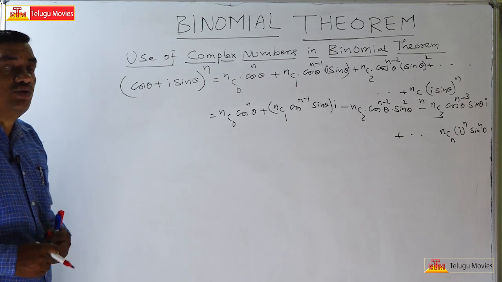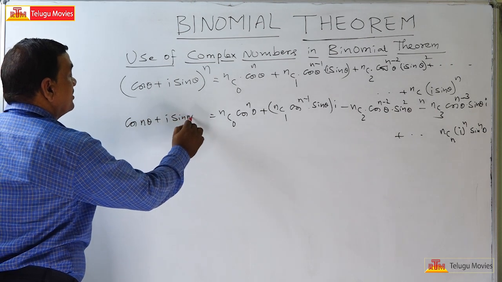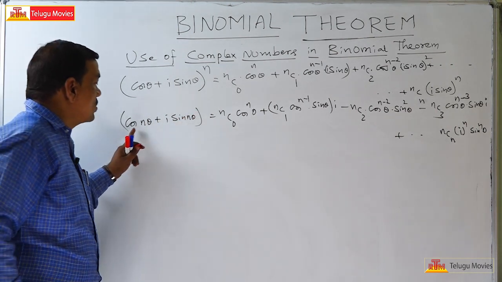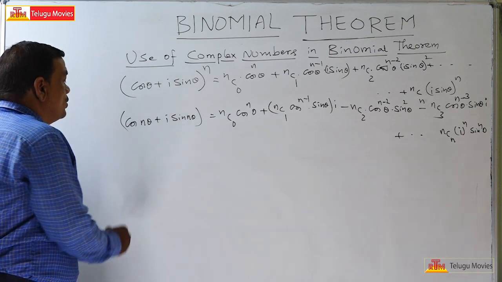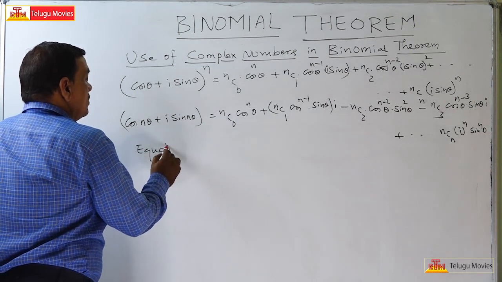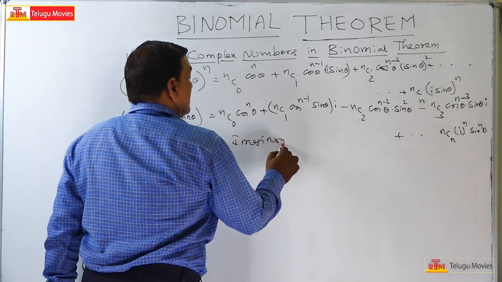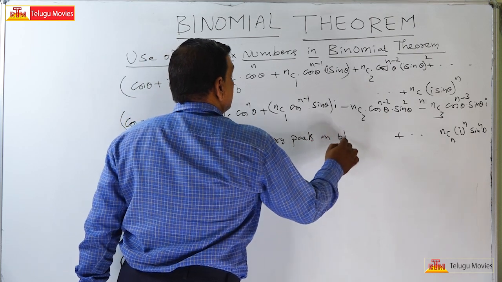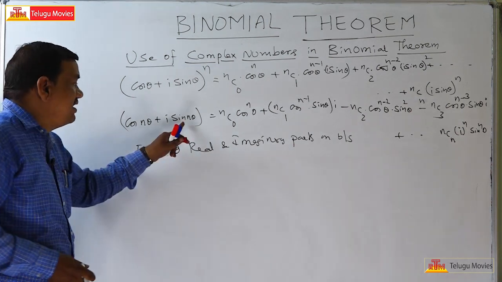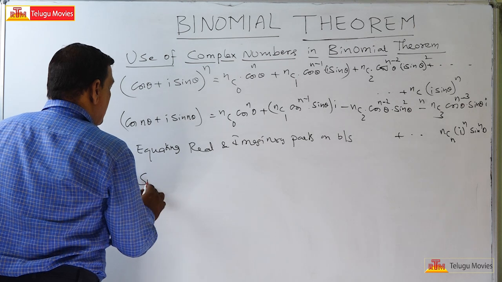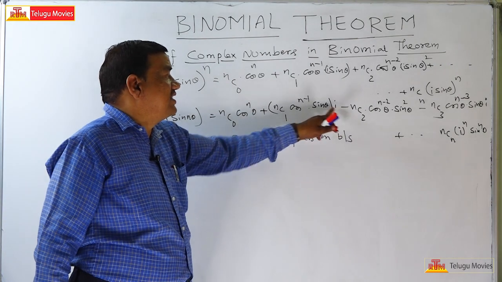According to the binomial theorem, this is nothing but cos n theta plus i sin n theta. Now in this complex number, cos n theta is called the real part and sin n theta is called the imaginary part. So, equating real and imaginary parts on both sides. First, let us equate imaginary parts, sin n theta. Wherever i is there, that you have to write down.